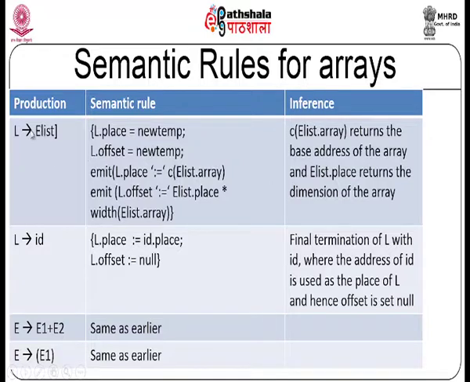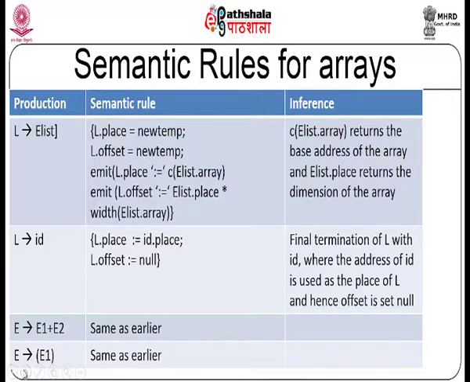Now this is referring to an array, right? That array place is available here. Now this is what we said, array refers to the address of the base array which is referred to. Okay, so this refers to the address. And L.offset is equal to E list.place multiplied by width of E list.array. So this is also computed. So this array will have a place and that has got a width. Okay, width returns the size of the integer elements. Okay, so that is multiplied and given as offset here.